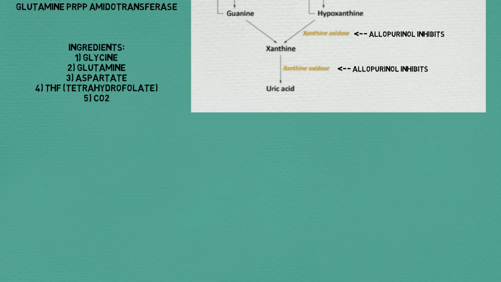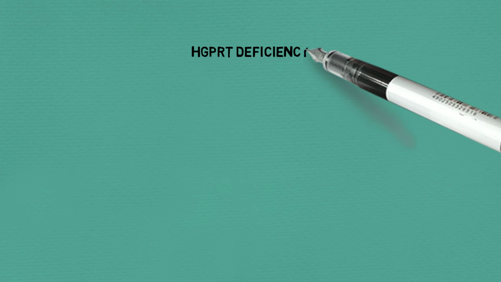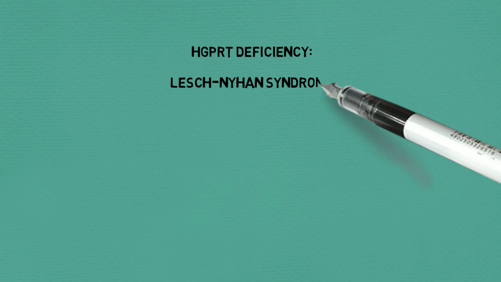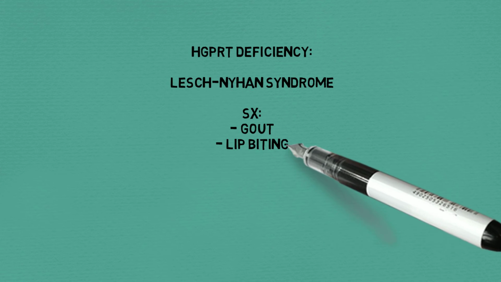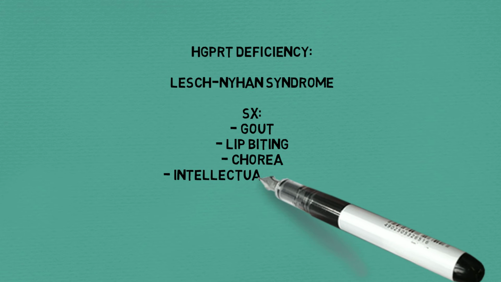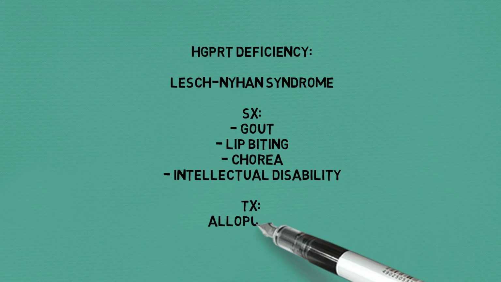Now, deficiency in HGPRT leads to development of a disease called Lesch-Nyhan syndrome, which is characterized by gout, lip biting, and chorea, which is writhing-like movement of the body, and intellectual disability. And the treatment for this is obviously allopurinol.